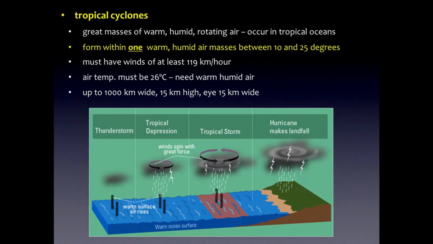So just a little rehash of the previous slide. What we see here is we start off with a thunderstorm. We have warm surface air rise. You remember, warm, moist air rises because it's less dense. This can turn into a tropical depression, which then can turn into a tropical storm as long as you're continuing to feed warm, moist air into it. And this eventually can form a hurricane. And we'll talk a little bit more about the specifics of the formation in the next slide.